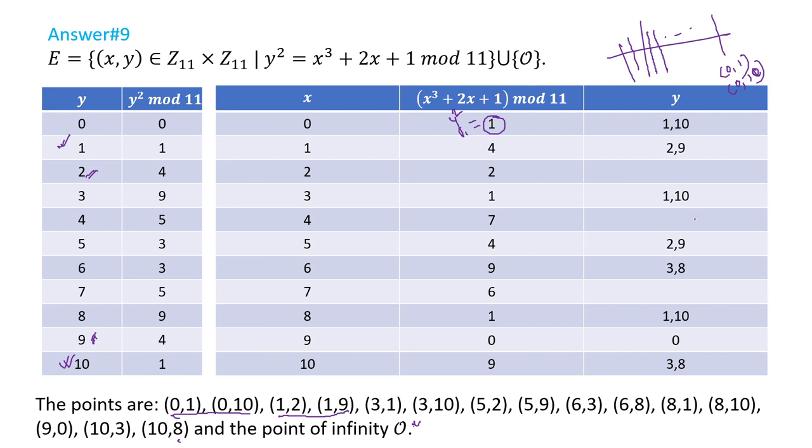So that is the identity element of the elliptic curve with the point addition operation. So all these points computed in this manner, and then the point at infinity together form the set of points in the elliptic curve.